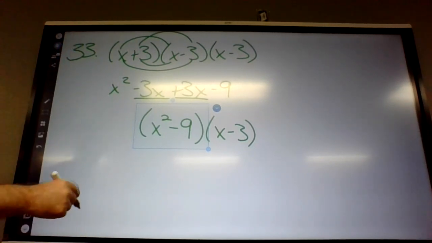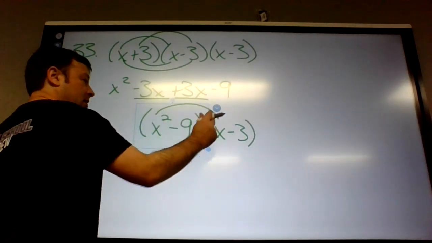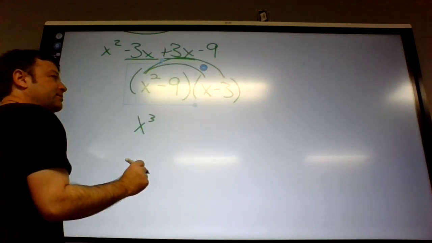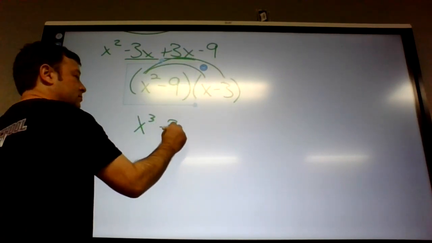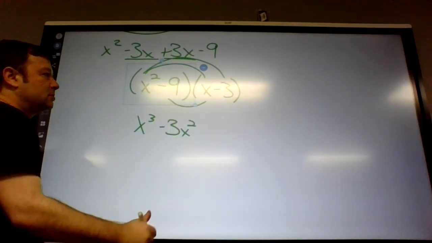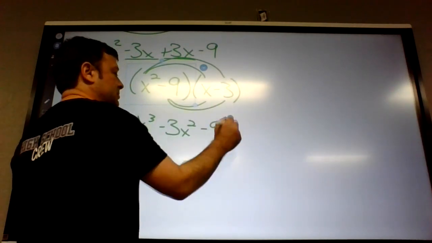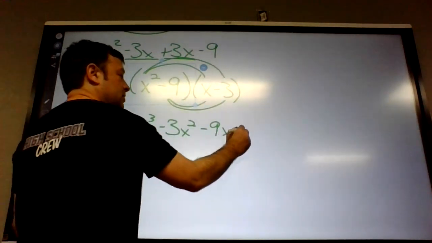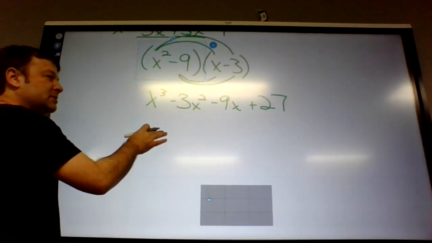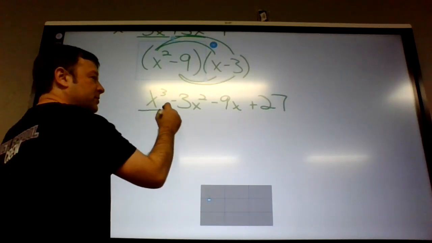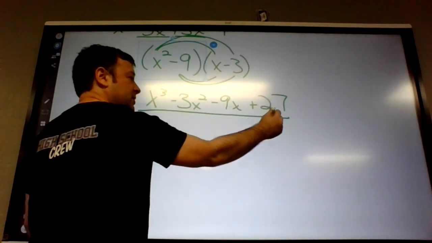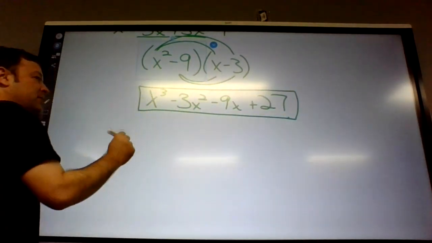Alright, so what will the first be? X to the 3. Yep, x to the third. And the outside, negative 3x squared, yep, inside, negative 9x, yep, and last. 27. Okay, does this simplify any? No. So unlike most FOILs, this one doesn't. These are all different kinds, x cubed, x squared, x, constant, so this does not simplify anymore.